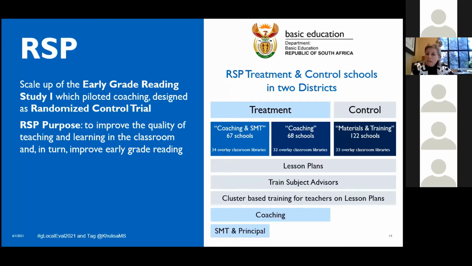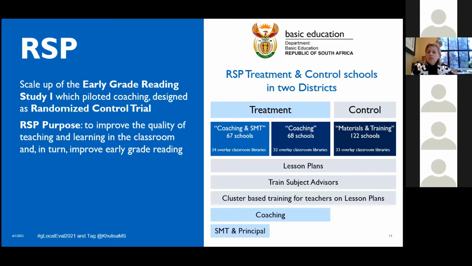And so it's a huge focus. Kindly, the Department of Education worked very closely with the project and with the evaluators. And here you have an example of how the project worked. So we had treatment and control schools. The treatment schools had both coaching and senior management training, or team training, 67 schools.